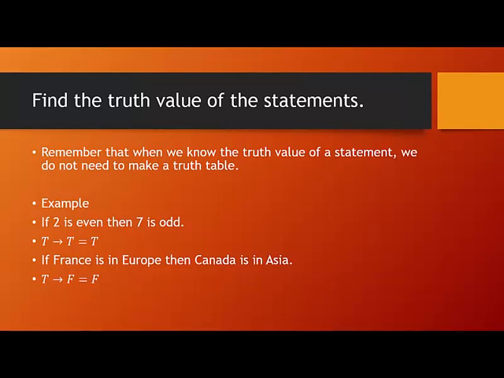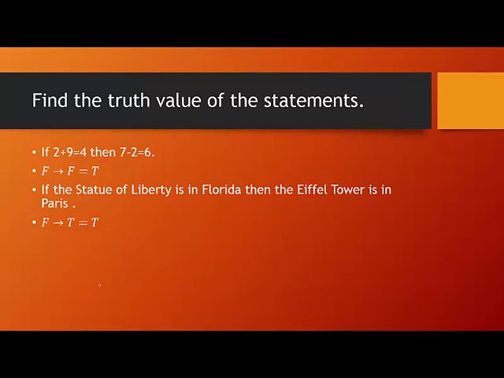Same thing. If France is in Europe, then Canada is in Asia. Well, France is definitely in Europe. Canada is not in Asia. So true implies false. That's a false statement. Okay. Here, 2 plus 2 is 4. So if 2 plus 2 is 4, then 7 minus 2 is 6. 2 plus 2 is 4 is true. 7 minus 2 is 6 is false.